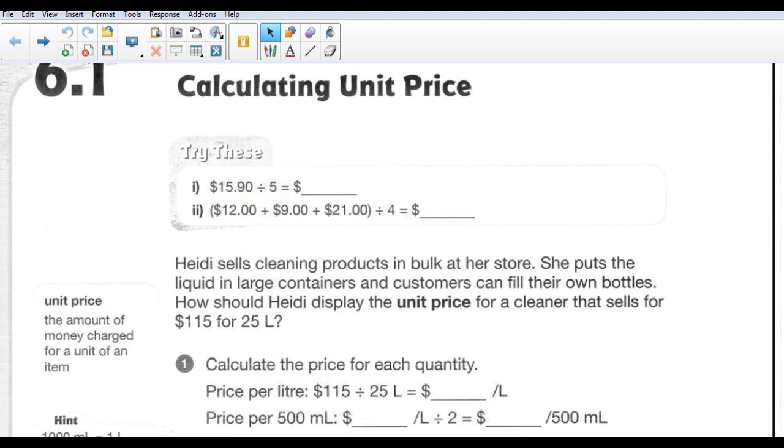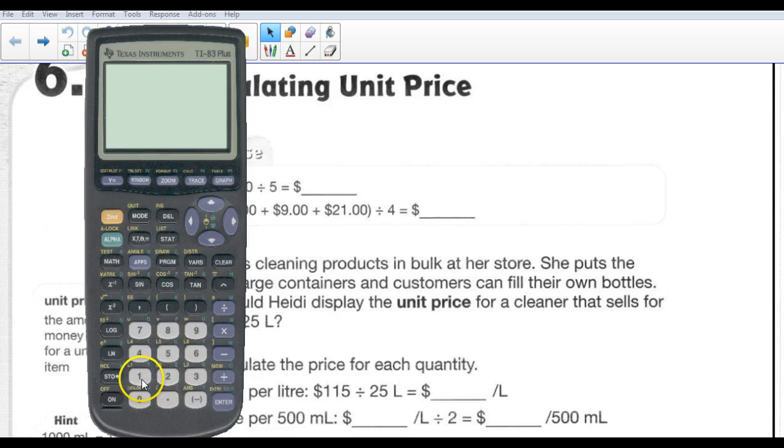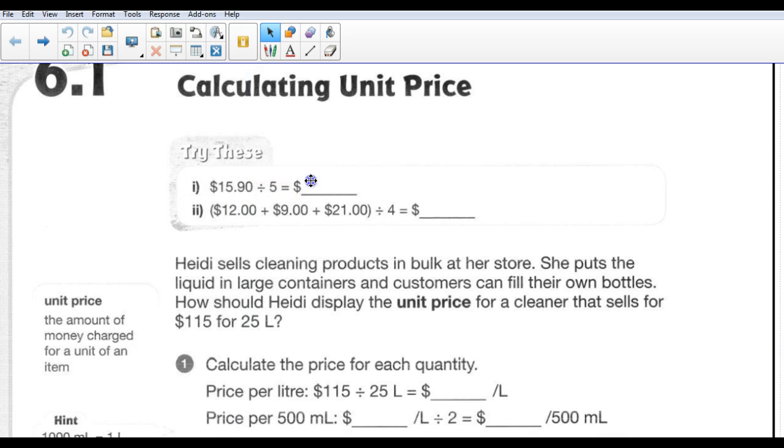$15.90 divided by 5. You'll need your calculator for that. So we just take, let's turn it on first. Let's clear it. And let's take $15.90, 15.9. Let's divide it by 5. And we get an answer of $3.18.